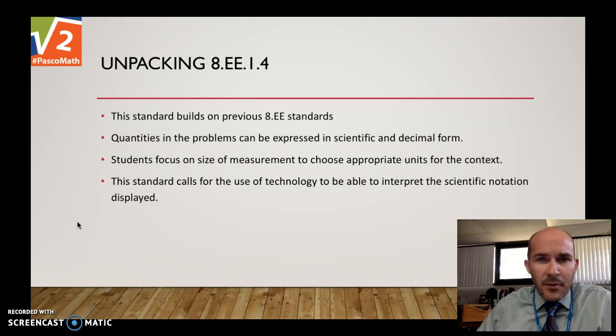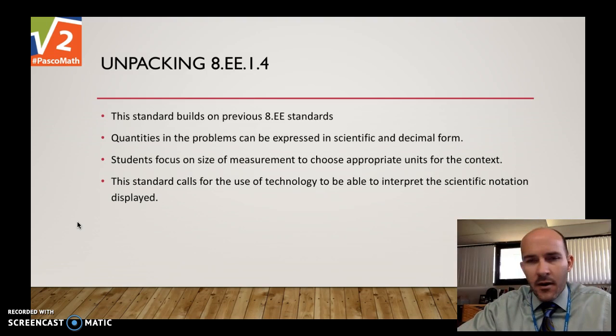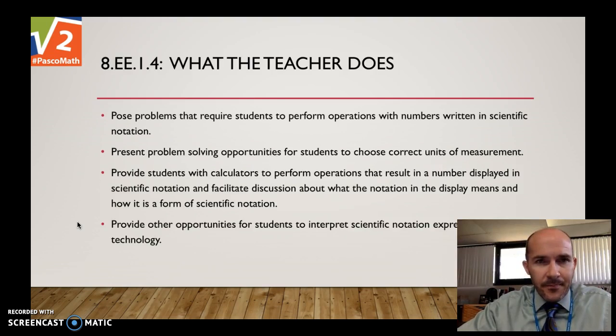The standard builds on previous 8.EE standards. The quantities in the problems can be expressed in scientific and decimal form. Students focus on size of measurement to choose appropriate units for the context. And then the standard calls for the use of technology and being able to interpret the scientific notation displayed. We'll talk about that in a little bit, and I'll show an example on a calculator.